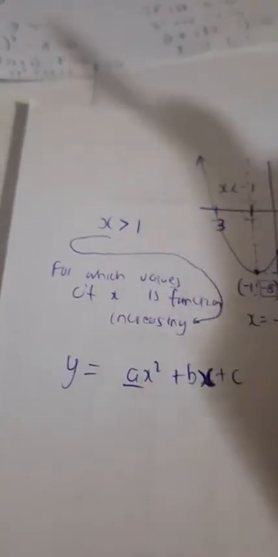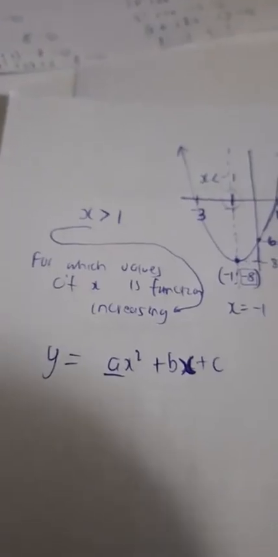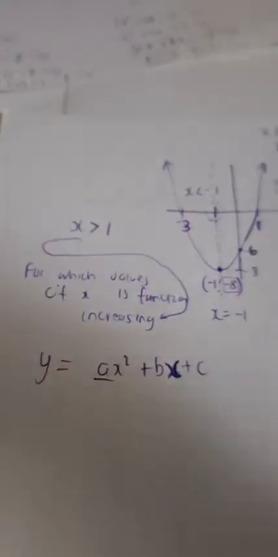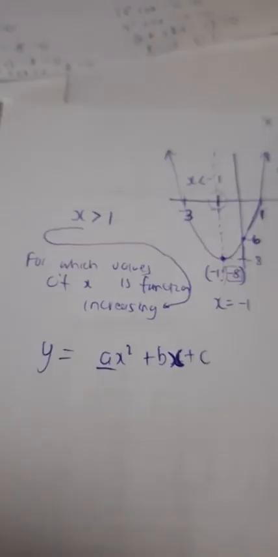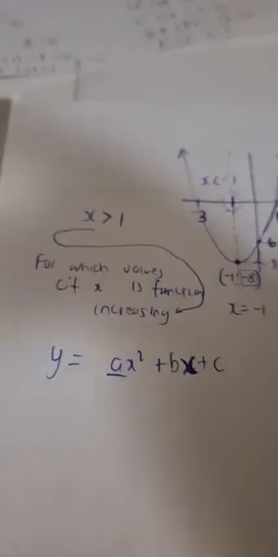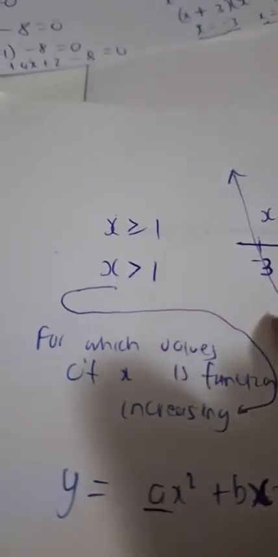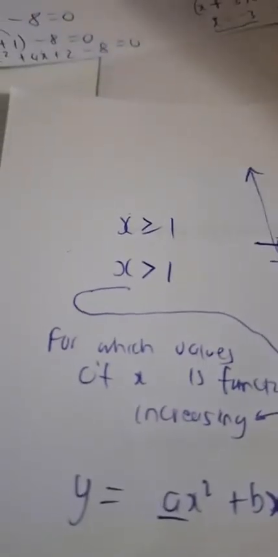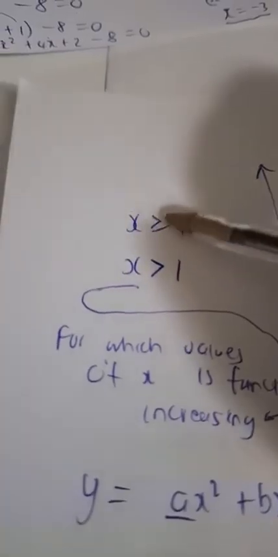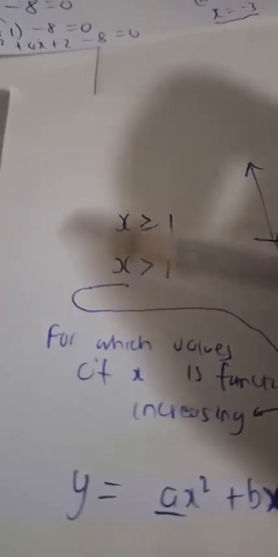So what we've basically decided in the maths community, within the FET band, within the South African context, is to allow learners to answer with greater than if they want, or greater than or equal. So in some cases, you'll have a learner say x is greater than or equal to 1. Okay, we accept that answer as well. We do not penalize a learner if they decide to say x is greater than or equal to 1. We accept both answers.